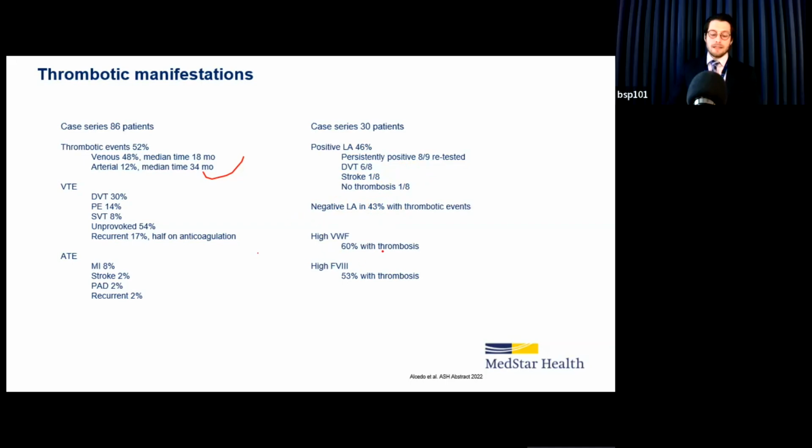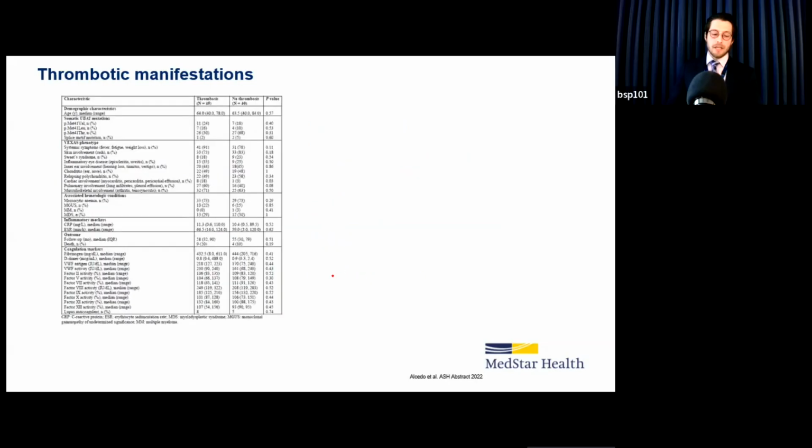What we have seen is that a lot of these patients with thrombosis have also high levels of von Willebrand factor and high levels of factor VIII. So again, this suggests that this is probably all driven by inflammation or endothelial activation that could be driving the thrombosis in these patients. And then in this same cohort, using logistic regression analysis, this has a lot of data, but what I was trying to show is that we couldn't really find a predictor for thrombosis in these patients.